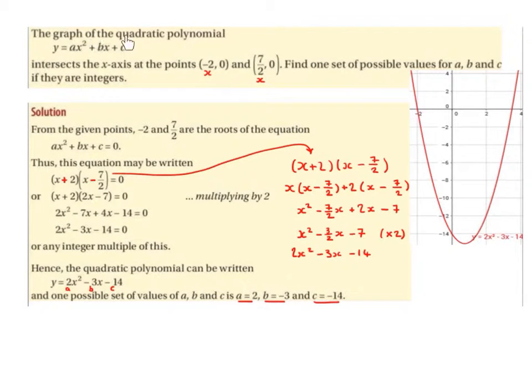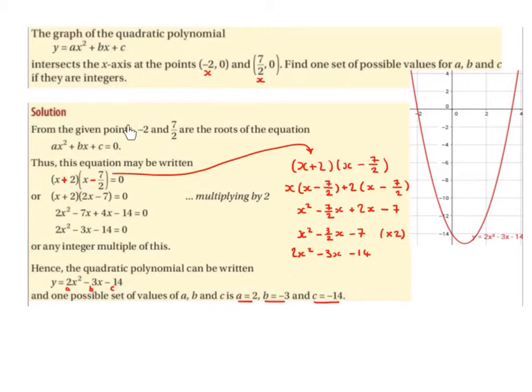The graph of the quadratic polynomial y equals ax squared plus bx plus c intersects the x-axis at the points (-2, 0) and (7/2, 0). Find one set of possible values for a, b and c if they are integers, so positive or negative whole numbers. So the first thing we have to do is take the x values from each of our coordinates, so -2 and 7/2.